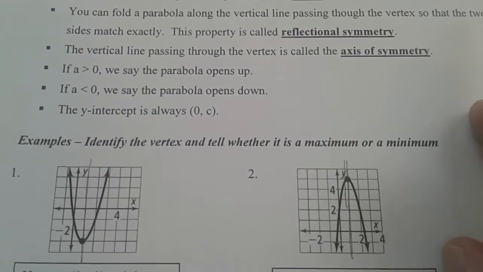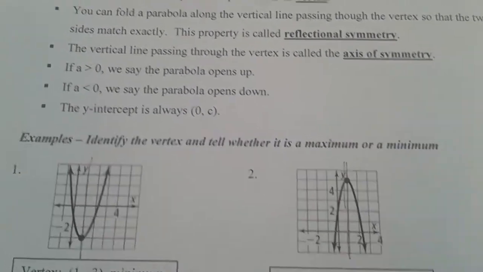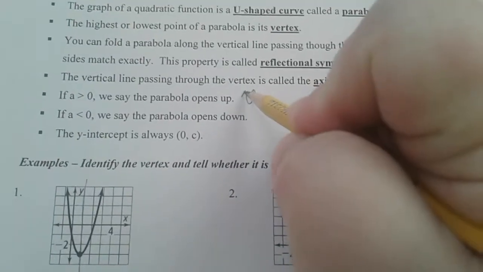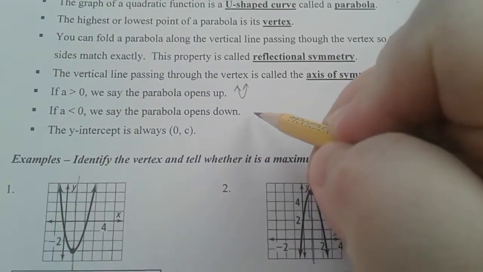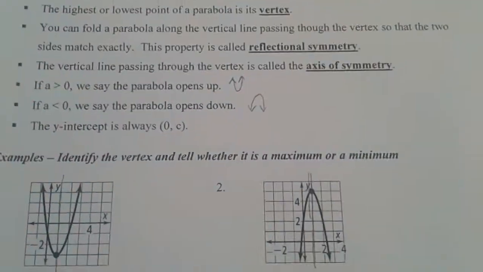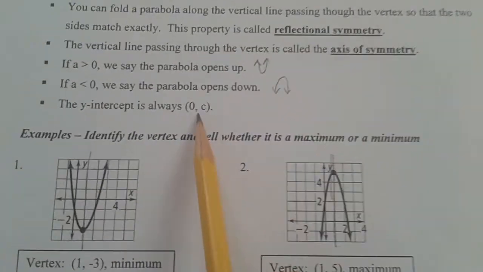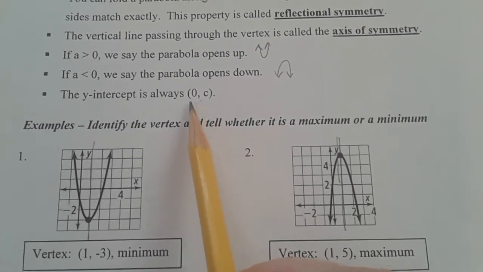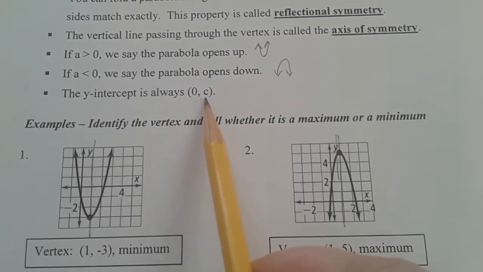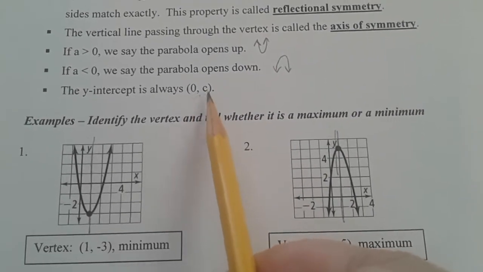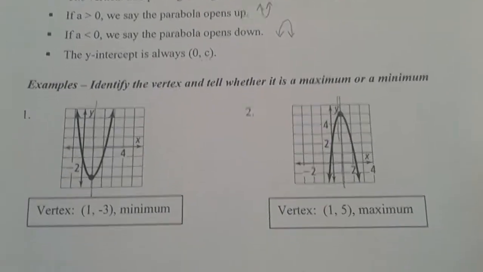Okay, if a is positive, we'll say that the parabola opens up, so that would look like a U. If a is negative, we say the parabola opens down. The y-intercept is (0, c). This really plays into a lot of real-life problems when you need to look for a y-intercept, but that's just in general: (0, c), whatever that c value is in ax squared plus bx plus c, (0, c) will always be our y-intercept. So here we go.